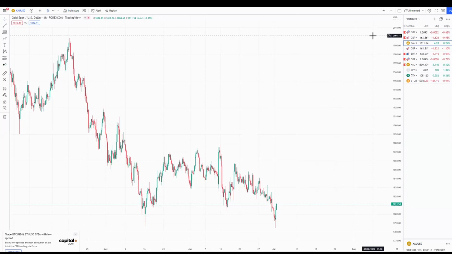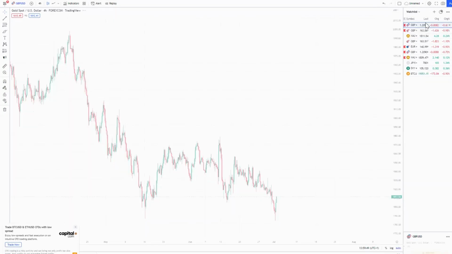I'll talk about gold when we're about to analyze gold, because I remember telling us gold was going to sell to a support area of 1790, and gold was already sold to that level and made a bounce off from that level. So let's see what's going to happen to gold. But let's start with GBPUSD.